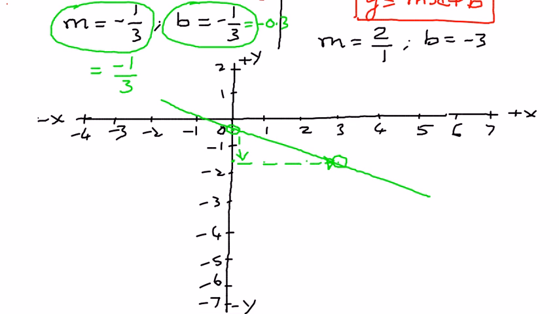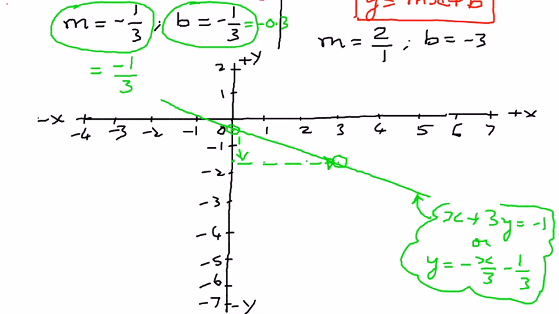And this line here is the representation of x plus 3y is equal to negative 1, or that is in the non-standard form, or in the standard form this can be represented as y is equal to negative x over 3 minus 1 over 3. Okay, so this is how we can represent a graph by knowing what the y-intercept is and what the slope is. We'll do the similar thing for the second equation.